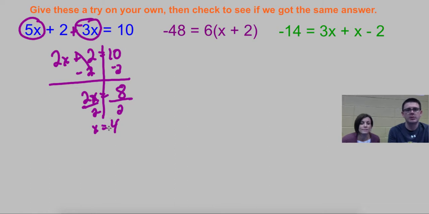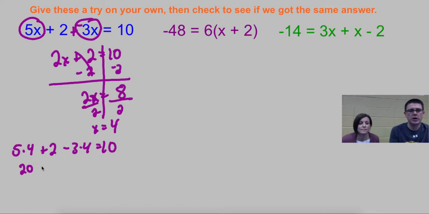I got x is equal to 4. I'm going to do a quick check. 5 times 4 plus 2 minus 3 times 4. And I want to get 10 as an answer. 5 times 4 is 20 plus 2 minus 12, because this is really negative 3 times 4, or negative 12. 20 and 2 is 22. Minus 12 does in fact give me 10, so I am good.